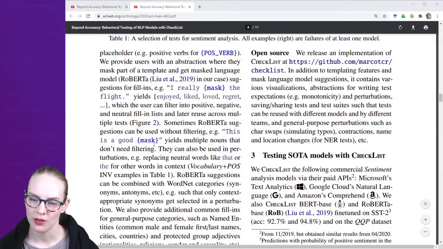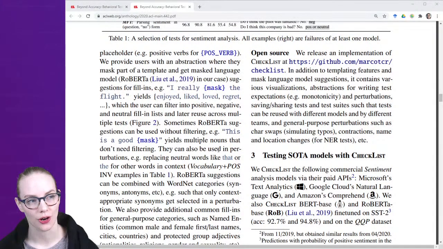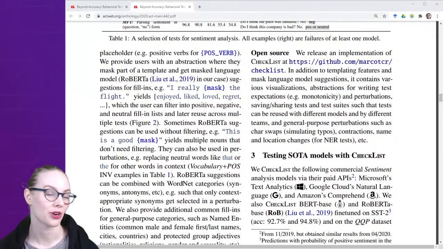They can also be used in perturbations, e.g. replacing neutral words like that or the for other words in context. I think they mean neutral in terms of sentiment, and I don't know that I agree the determiner choice is neutral in terms of sentiment always.